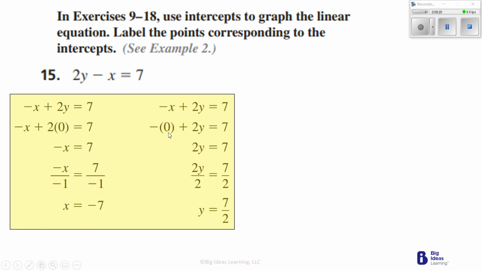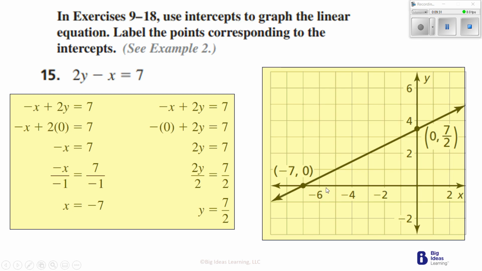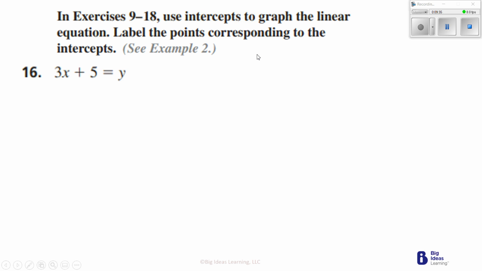And when x is 0, well, that leaves me 2y equals 7. I'll divide by 2. 7 divided by 2 is really 3.5. So x would be at negative 7, and y would be at about 3.5. Looks like 16 is yours to do. 17, this time we got some fractions.